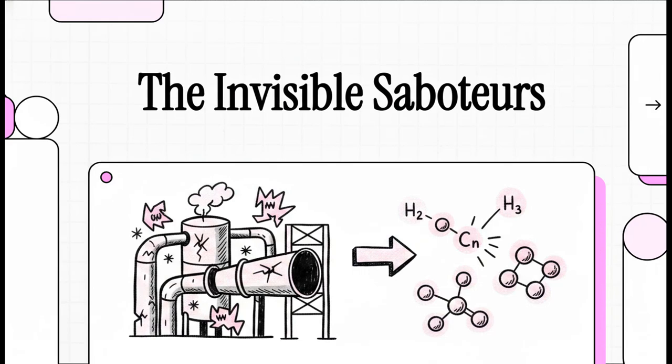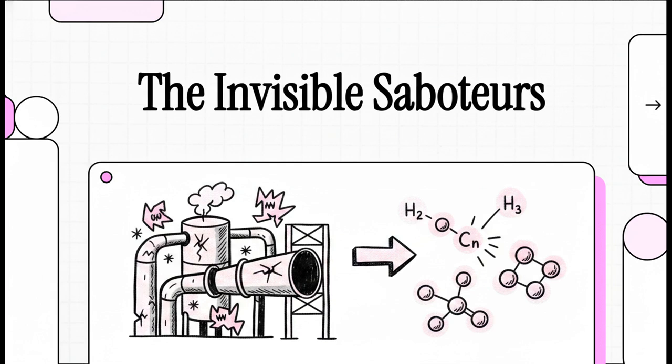Welcome to this explainer. Today, we're diving into what is basically a true crime story. But our villains? They aren't people. They're invisible saboteurs lurking right inside your thermal power generation systems. We're talking about microscopic chemical imbalances, specifically inside your heat recovery steam generator, or HRSG.